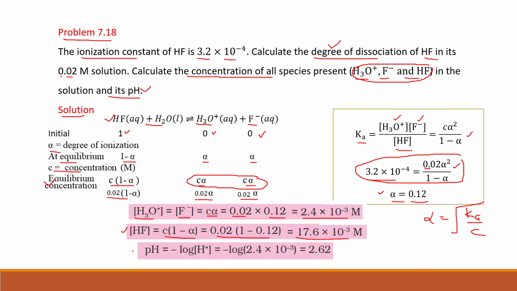Now to find out pH, the formula is pH is equal to minus log of hydrogen ion concentration. We have found this hydronium ion concentration. Hydronium ion concentration and hydrogen ion concentration are the same. So this is 2.4 into 10 to the power minus 3. Put this value in this. So we will get minus log of 2.4 into 10 to the power minus 3, and if we solve it, we will get 2.62. To solve the log, please see my video on how to solve log and anti-log.